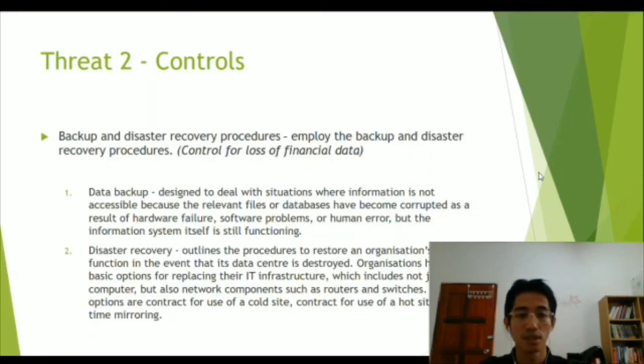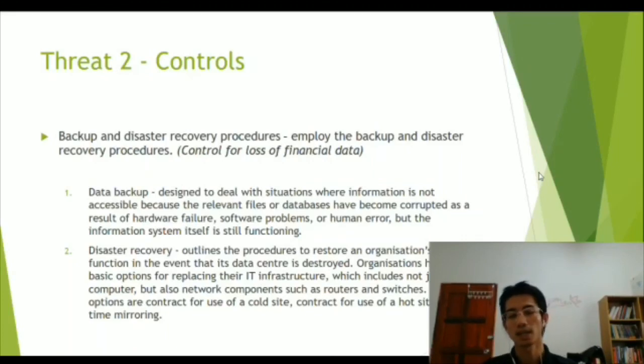The second one is disaster recovery. It outlines the procedures to restore an organization's IT function in the event that its data center is destroyed. Organizations have three basic options for replacing their IT infrastructure, which includes not just computers but also network components such as routers and switches. The three options are: first, the contract for use of a cold site; second, the contract for use of a hot site; and third, real-time mirroring.